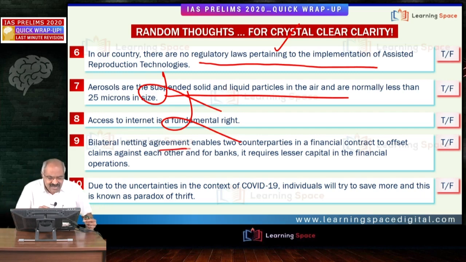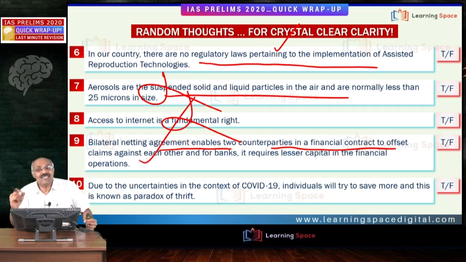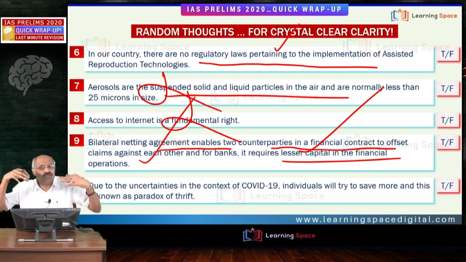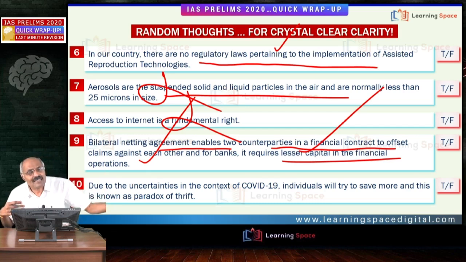Then, a bilateral netting agreement enables two counterparties in a financial contract to offset the claims against each other, and for banks, it requires lesser capital in financial operations. Absolutely right statement. Friends, recently the parliament passed the bilateral netting financial services bill. But this word was in the news for several months, so you can expect a question in the preliminary examination. What is this bilateral netting?